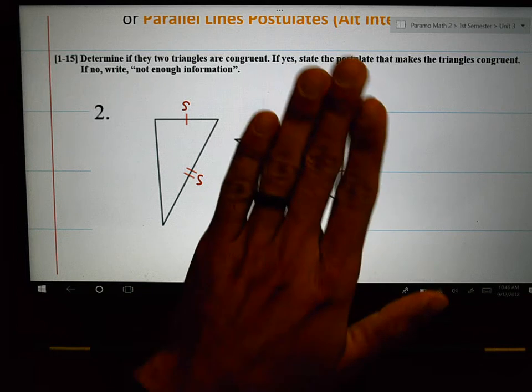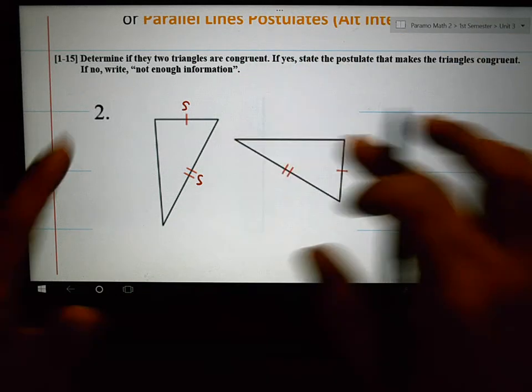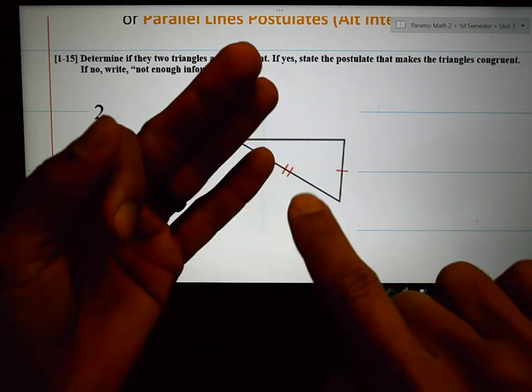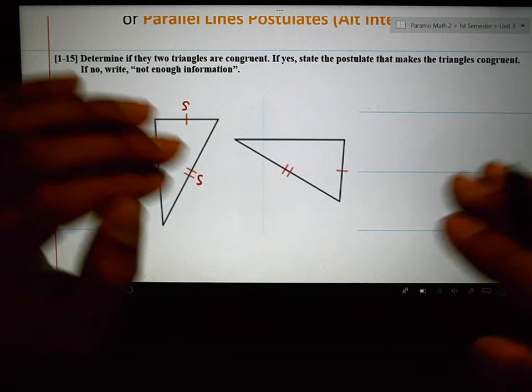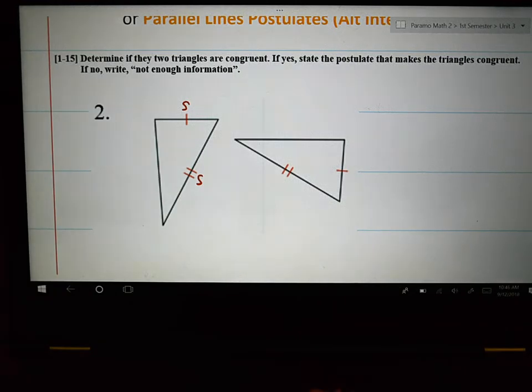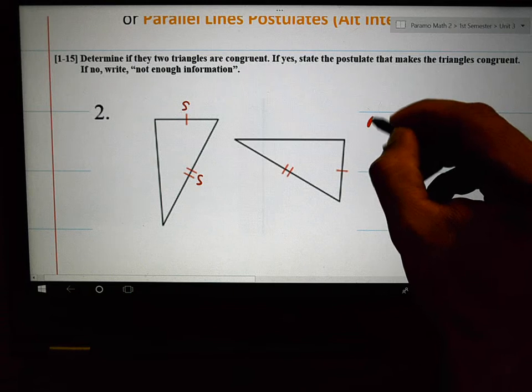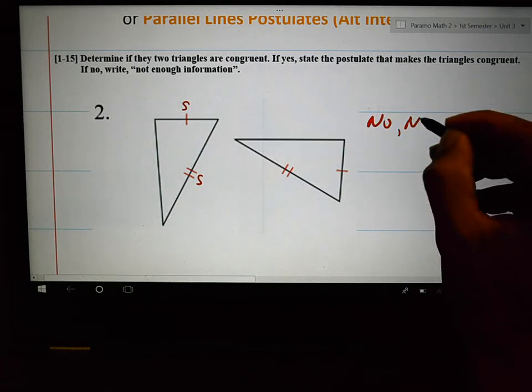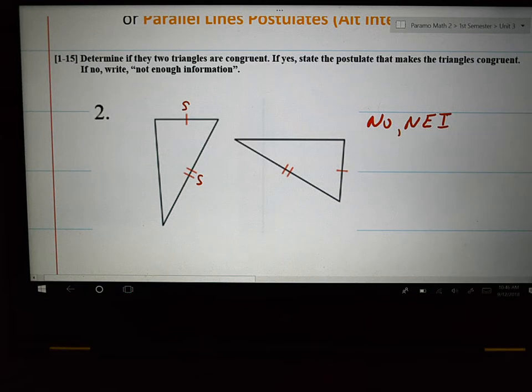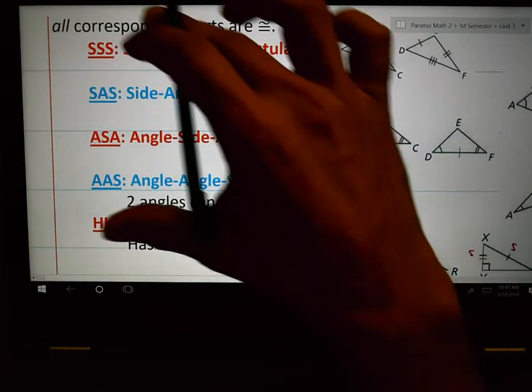No vertical angles. So what we have is a side and a side, but we do not have a side-angle-side. We don't have angle-side-angle, and we cannot assume anything in geometry. Do not assume. So what we would do for this case, determine if the two triangles are congruent, we're going to say no. There is not enough information. If you want to write it all out, you can, or you can just write NEI. If you write NEI, I will know that stands for not enough information. It can only be these 5 shortcuts.